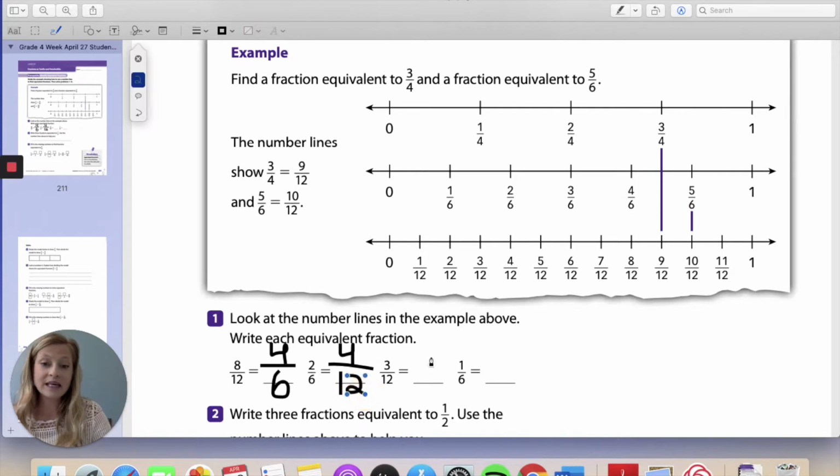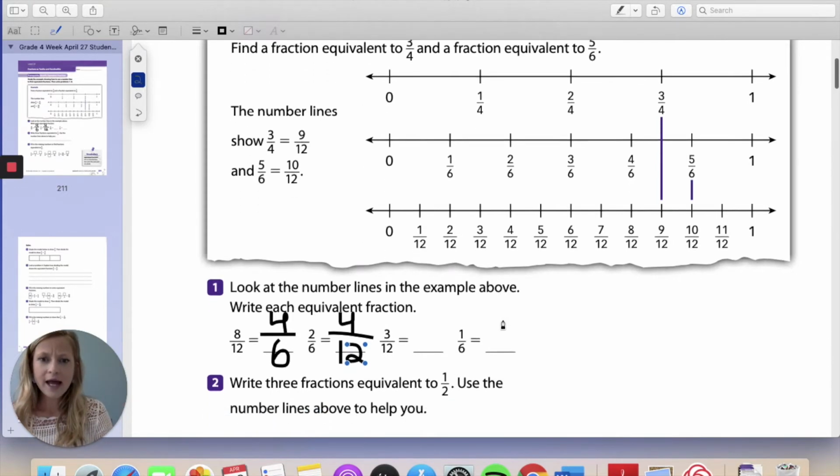Now I'm going to leave you to do 3/12 and 1/6 on your own, but please send me your answers and I'm excited to see what you guys get. So that was just a quick review of how we can use equivalent fractions on a number line.